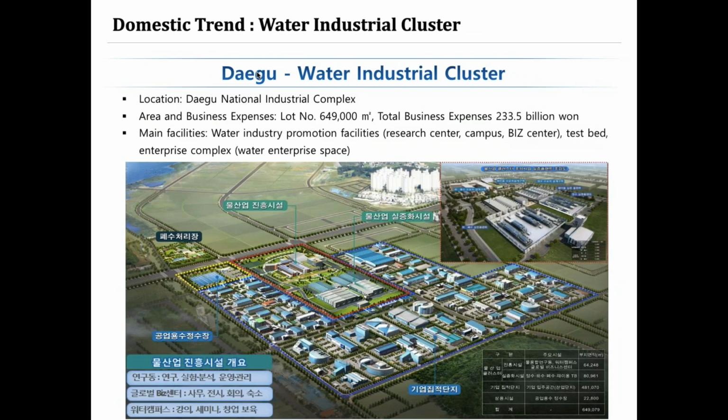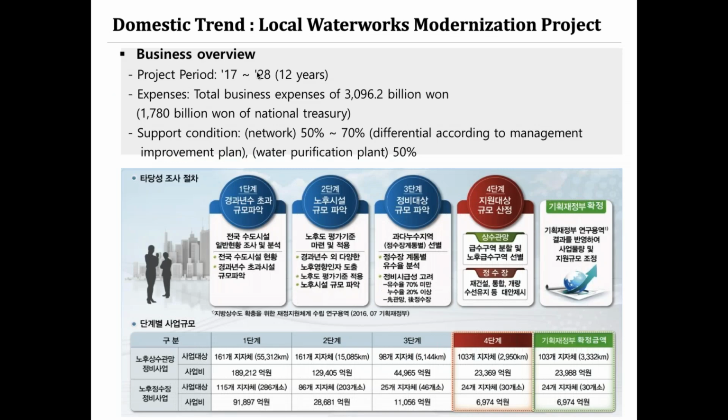To more actively address water problems and to promote the water industry, Korea has been developing a water industry cluster in Daegu. There is also a local waterworks modernization project with 3,000 billion won. It means a 3 billion US dollar cost, starting from 2017 last year and ending in 2028. This project mainly focuses on building a block system to save non-revenue water, energy, and a remote billing system by introducing the AMI system.